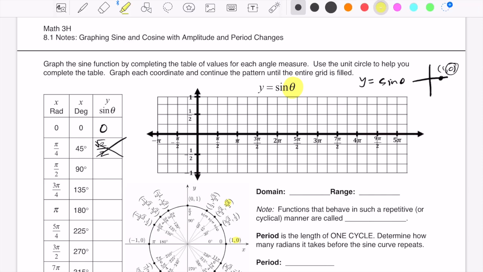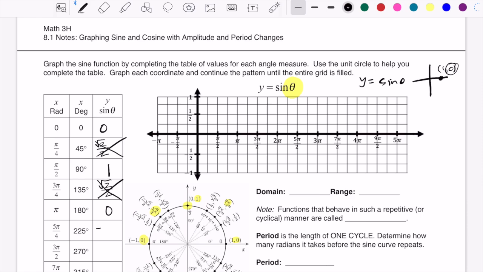The next one would be right here at pi over 2, and the y coordinate is 1, so it's going to be 1. Then 3 pi over 4. Again, sine goes with y, so we're only looking at these y coordinates. It would be the opposite part of the triangle if we drew them all. Again, this is still positive √2 over 2 because we're above the x-axis. Not really helpful. Then we go here at pi and we get 0.